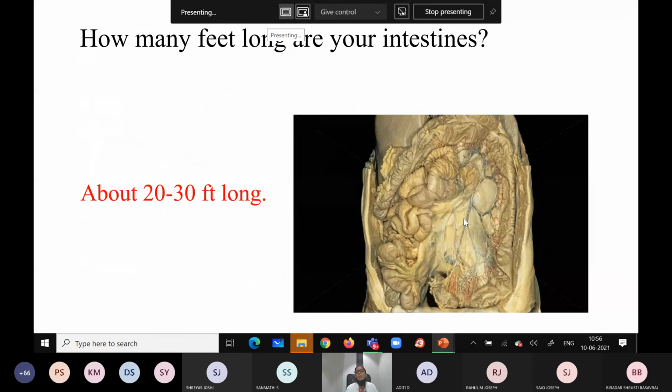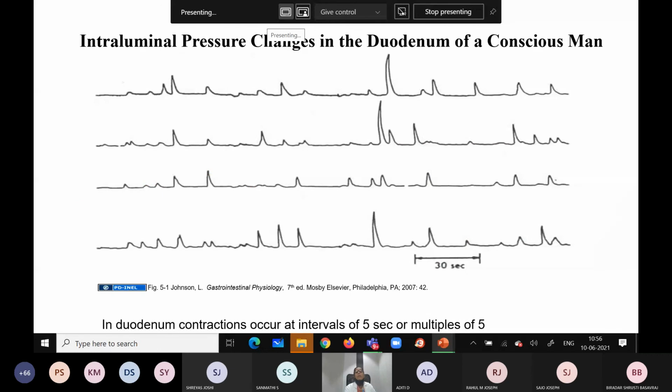So this is just to show you how the small intestine and large intestine are arranged in our abdomen. How long is our intestine? It is around 20 to 30 feet long. Okay. Now, these are some diagrams to show you how the movements are propagated.